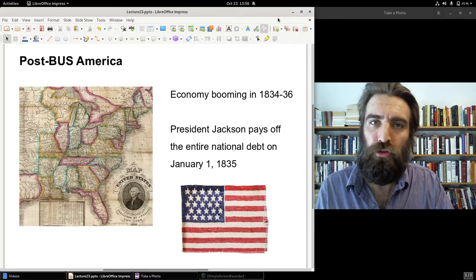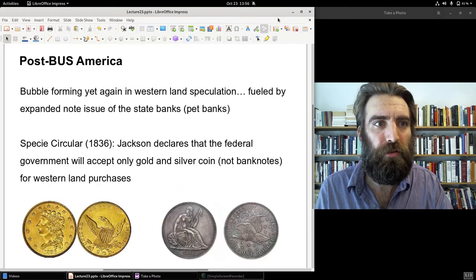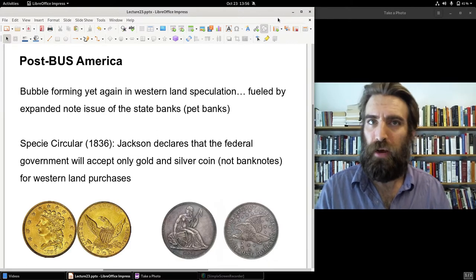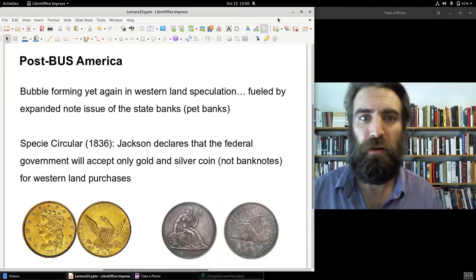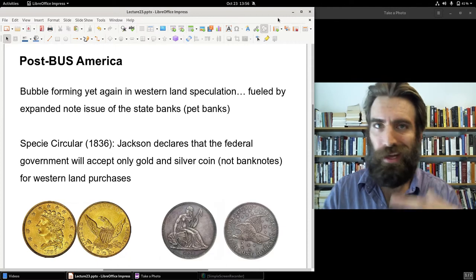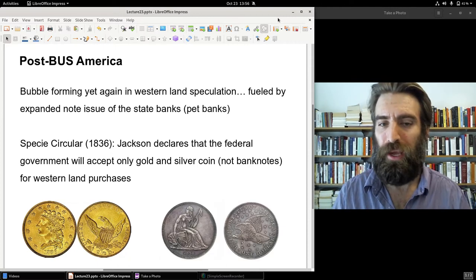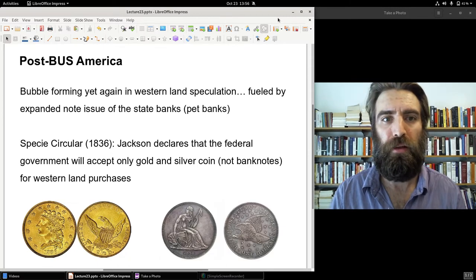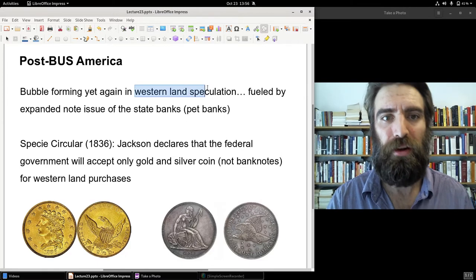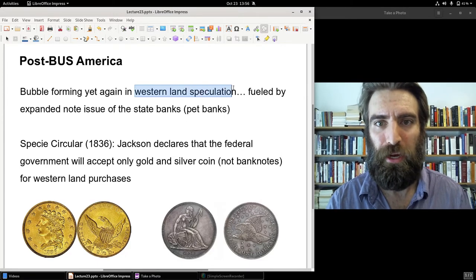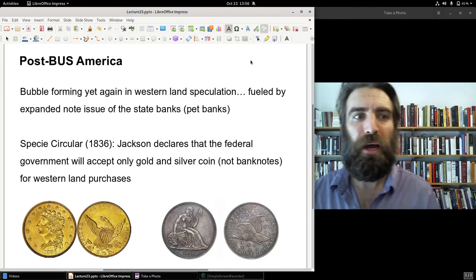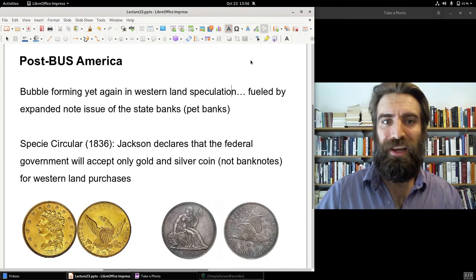Nevertheless, trouble is brewing in this early period right after the expiration of the Bank of the United States, because there is another bubble. All right, the economy is booming, but there's another bubble. And this bubble, as you may have predicted, is in Western land speculation. And what's it fueled by? It's fueled by the state banks.